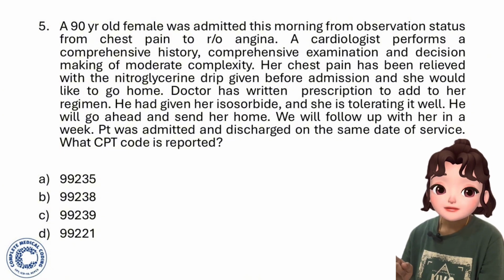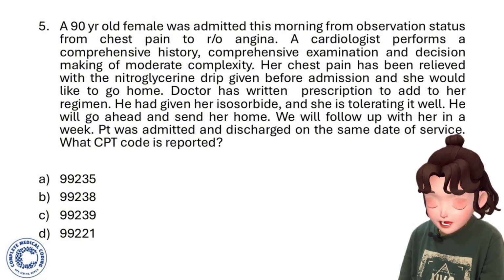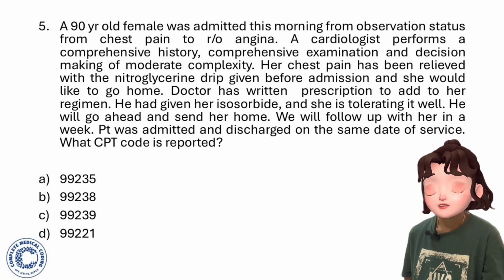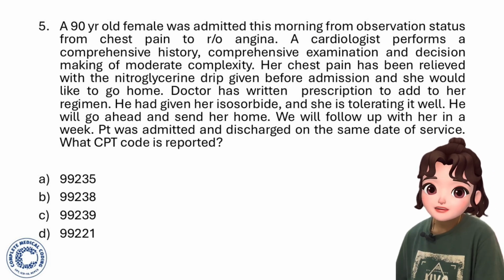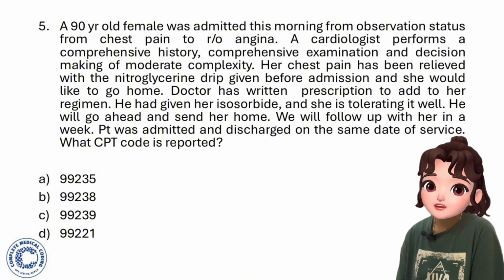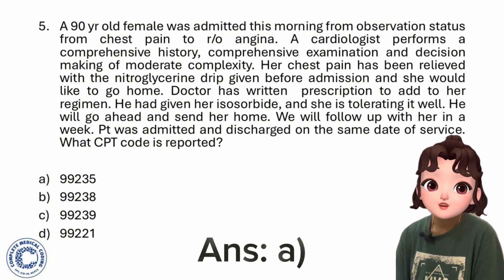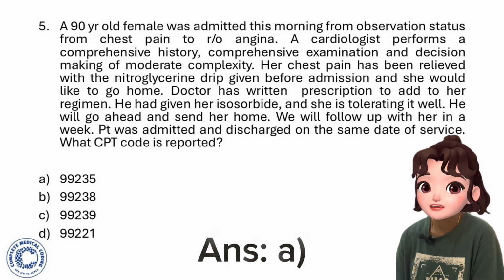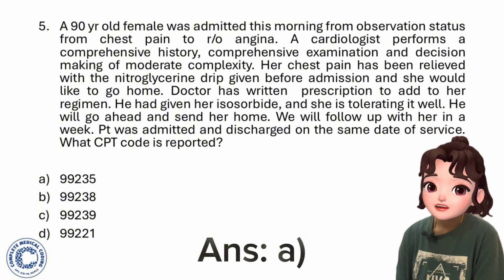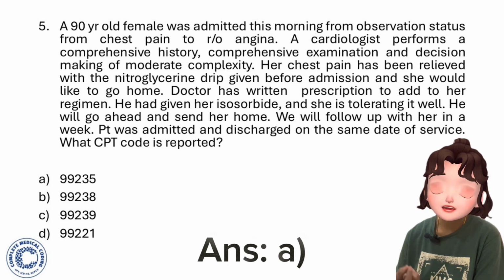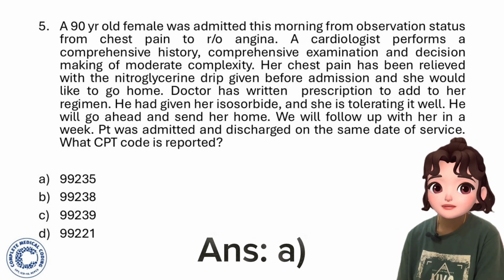99238 is the discharge code. 99239 is also a discharge code, so that is also wrong. And 99221 is the critical care code, that is also wrong. We have to code for the observation, which makes the correct answer option A, 99235. Okay, observation code. The question looks a little complicated, a little big, but if you understand the guidelines and the proper explanation, what is mentioned in the question, then you can easily find the answer.